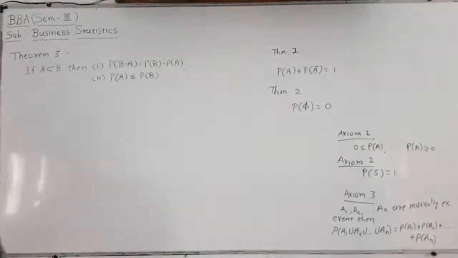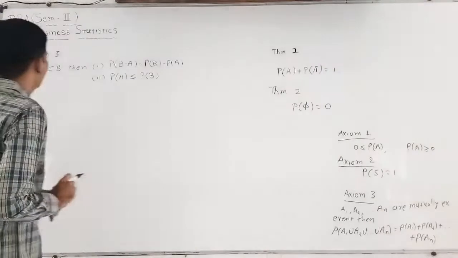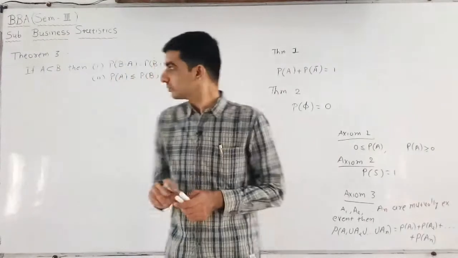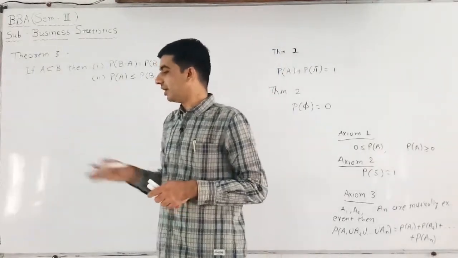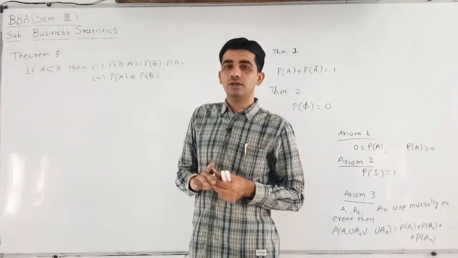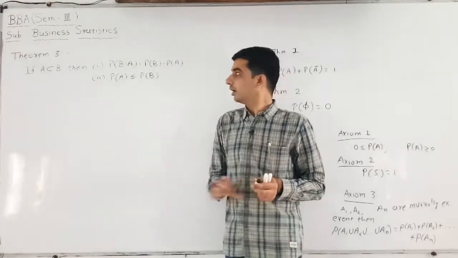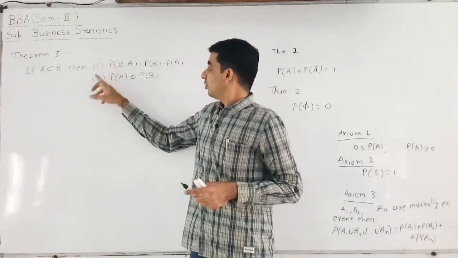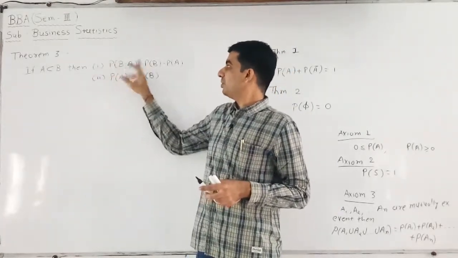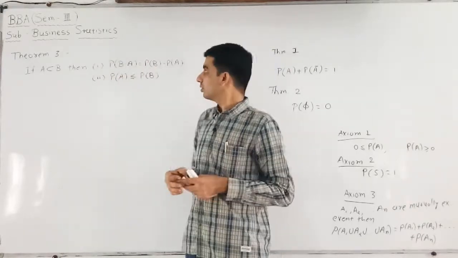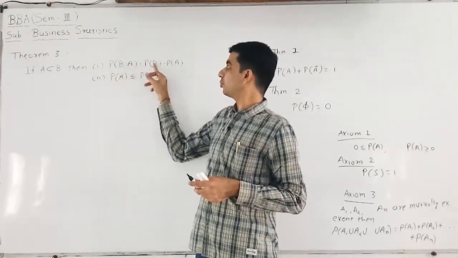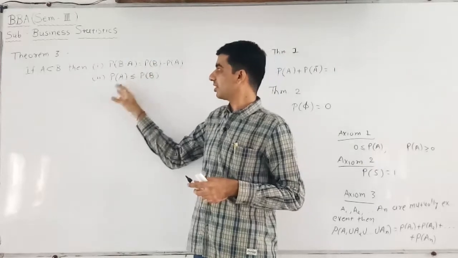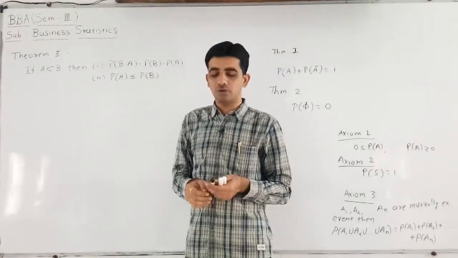So here, given that A is a subset of B, any two events A and B for a sample space S, and A subset B, then P of B minus A is equal to P of B minus P of A, and second, P of A is less than or equal to P of B.